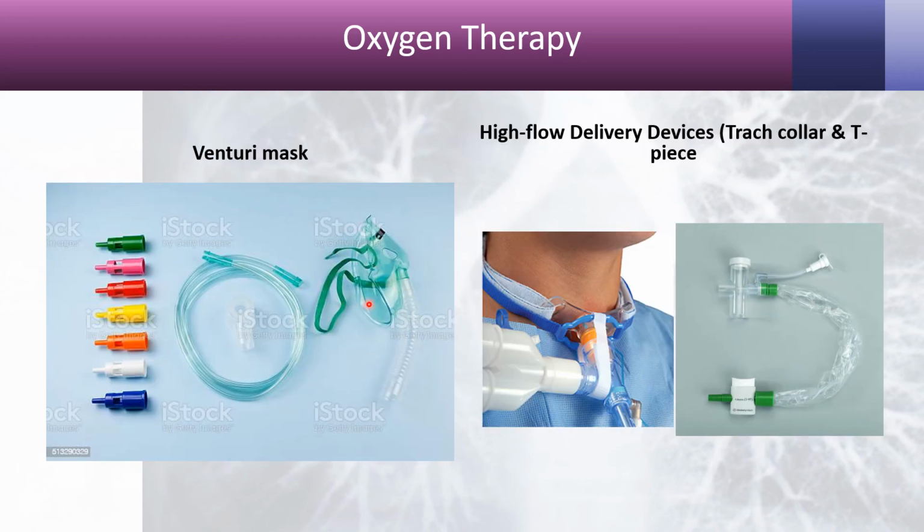Okay, Venturi Mask, this is what it looks like. And remember with Venturi, there's a different color-coded device in here. And again, it's color-coded because it represents different percentages of oxygen that you're giving to your patient. And again, you have to make sure you check the healthcare provider's order. We also have here high flow delivery devices. So again, this is a tray color. Okay, and we have a T-piece. Okay, this is a T-piece that will be connected to either a ventilator or BiPAP.